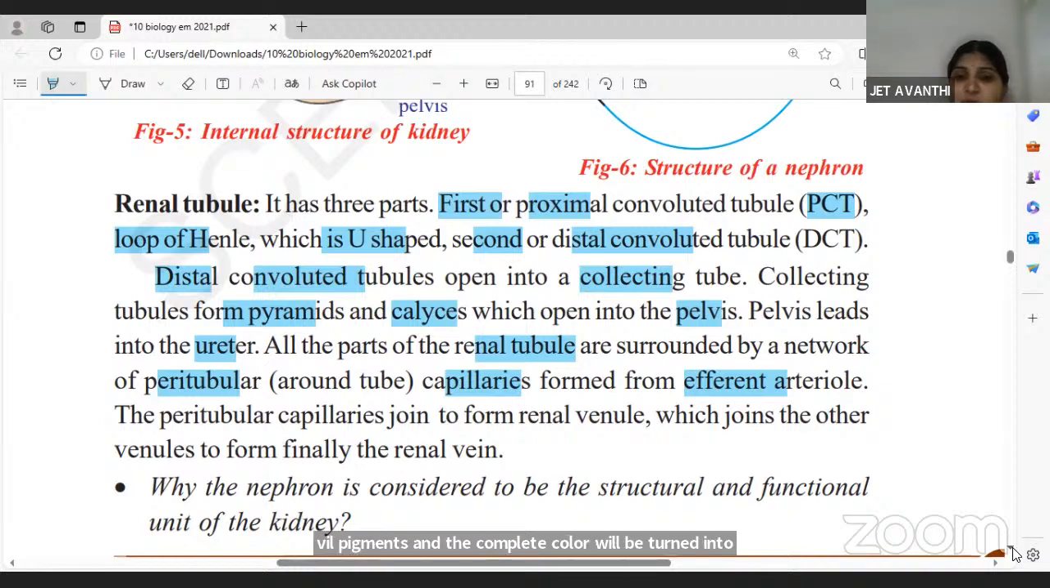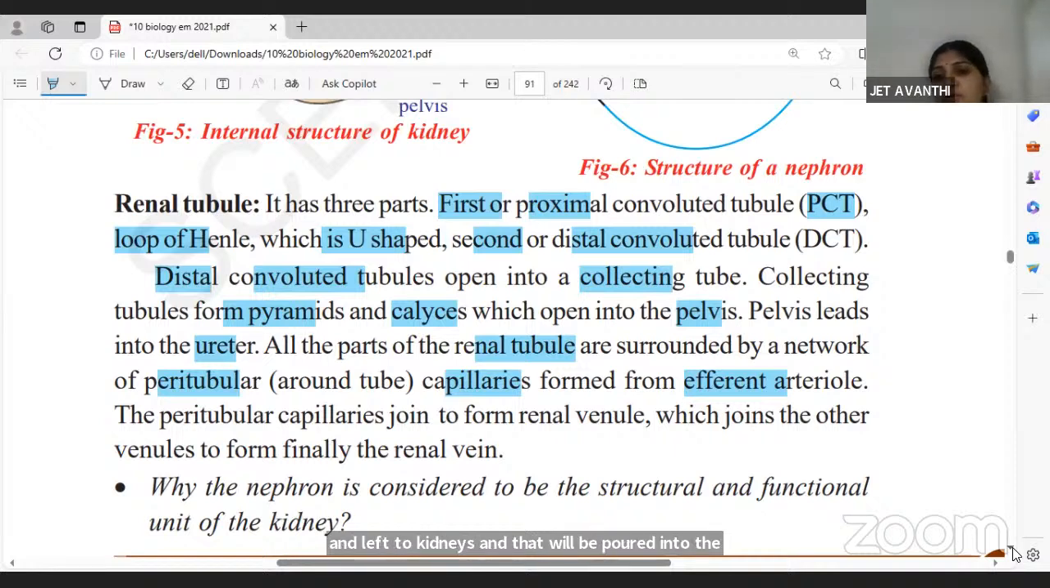Now that urine will be poured into the collecting duct, and this collecting duct will be opening directly into the ureter. The ureter will be collecting all the urine from either side, from the right and left kidneys, and that will be poured into the bladder.